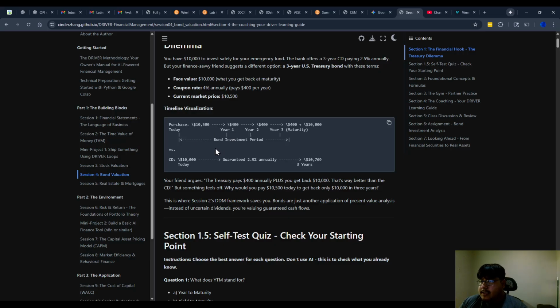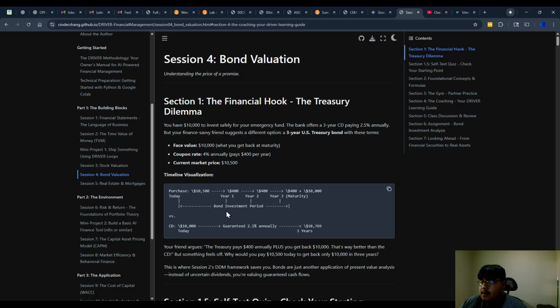So here is the option the friend gave. Purchase today, $10,500. Year one, $400. Year two, $400, and then year three, $400 plus the $10,000. And this is the bond investment period versus the CD, where it's $10,000 guaranteed at 2.5% annually. So after 3 years, you'll get $10,769.